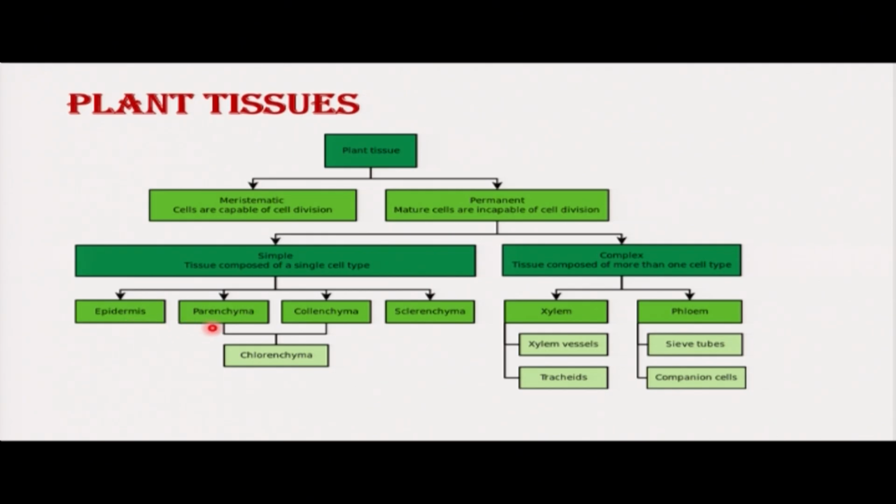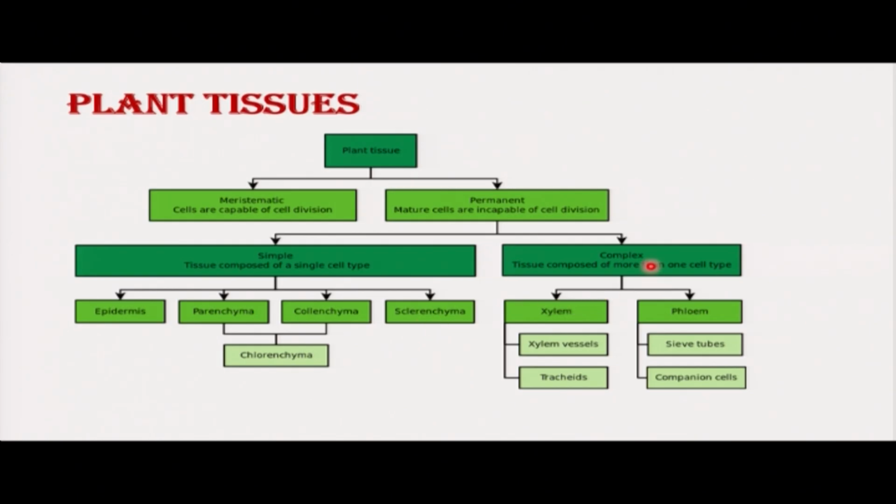Then we have parenchyma tissue. These parenchyma tissues are responsible for storage, meaning they act as storage tissues. They can also act as packing tissues. They can also act as tissues responsible for photosynthesis. Collenchyma tissues are responsible for mechanical support, and sclerenchyma tissues are also responsible for mechanical support, and they are rigid.